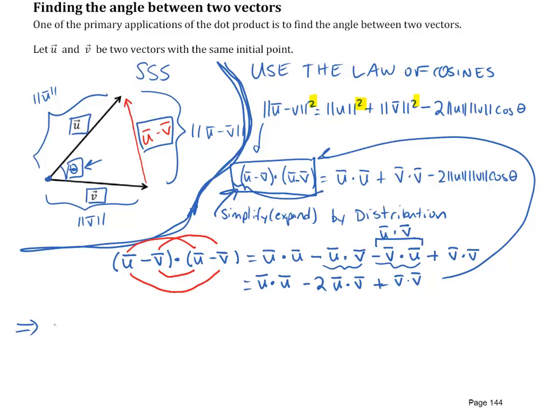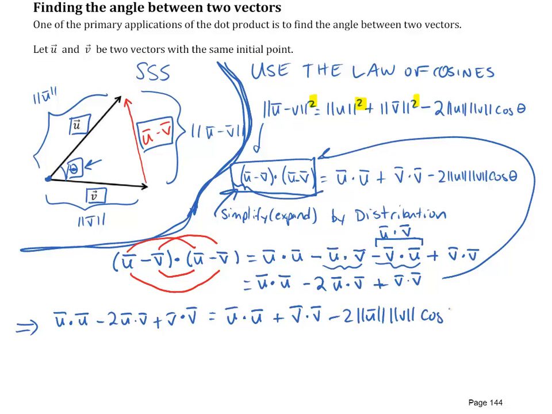All that together implies that u dot u minus 2u dot v plus v dot v is equal to u dot u plus v dot v minus 2 magnitude of u, magnitude of v, cosine of theta, from this earlier equation.